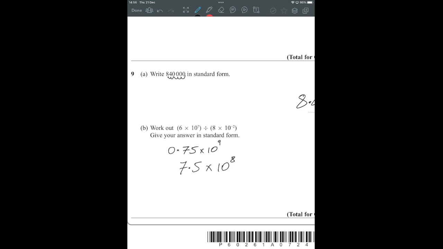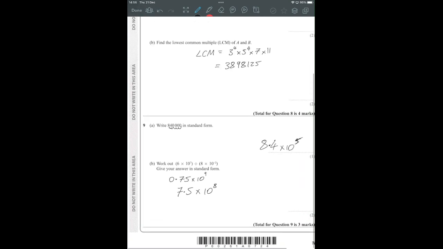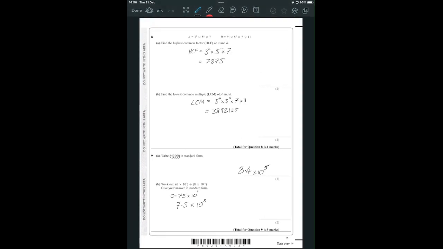We made the first bit 10 times bigger, so we make the power 10 times smaller. Subtract 1 from the power. 7.5 times 10 to the 8th. And your calculator will give the same answer.